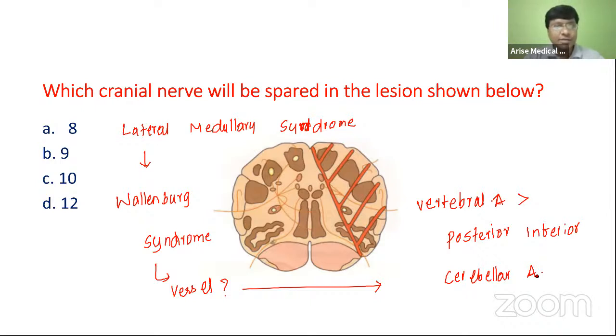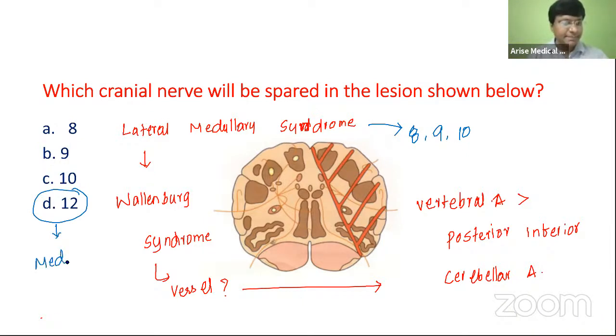Okay, so which cranial nerve will be spared in the lesion shown below? Now, in case of lateral medullary syndrome, the cranial nerves which are being affected are your 8, 9, 10. These are the cranial nerves that will be affected in the lateral medullary syndrome, because these are the ones which are present in the lateral part of the medulla. Whereas the 12th cranial nerve, that is hypoglossal, is present in the medial part of the medulla.